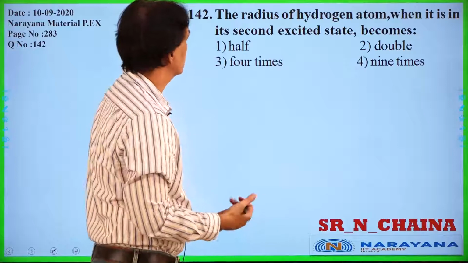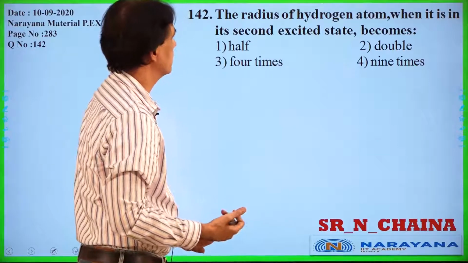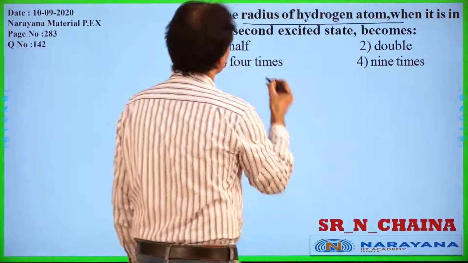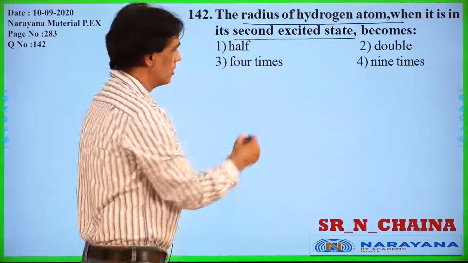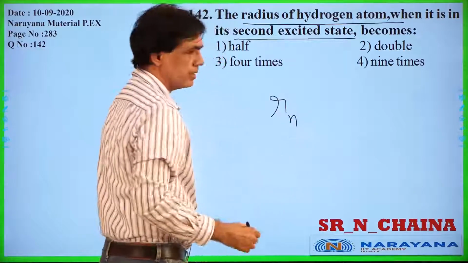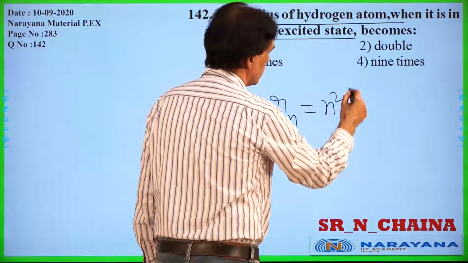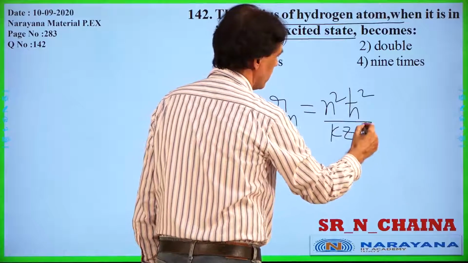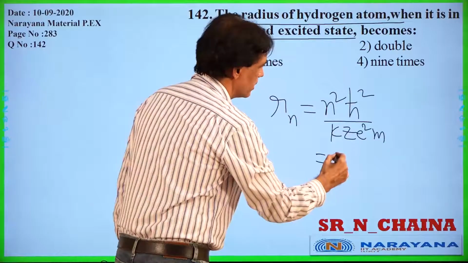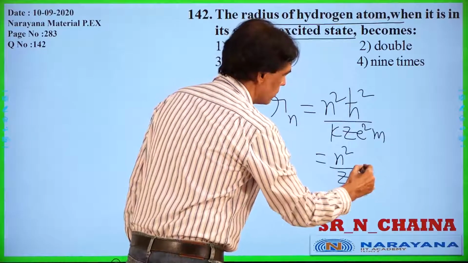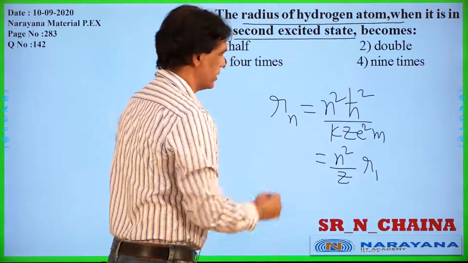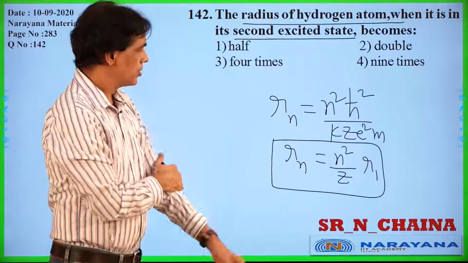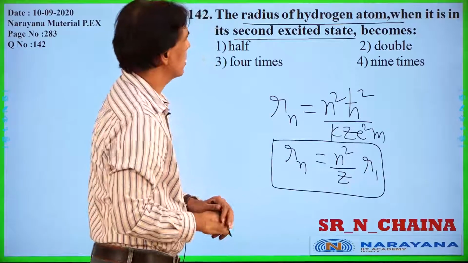Okay, so this is the next one. The radius of hydrogen atom when it is in second excited state becomes? So you have to find the radius of hydrogen atom in the second excited state. What is the formula for nth orbit radius? Nth orbit radius is n square h cross square by k z e square m. You can write it as n square by z into radius of first orbit. You know this formula, right? How it is derived I have also explained. So Rn equal to n square by z into R1.